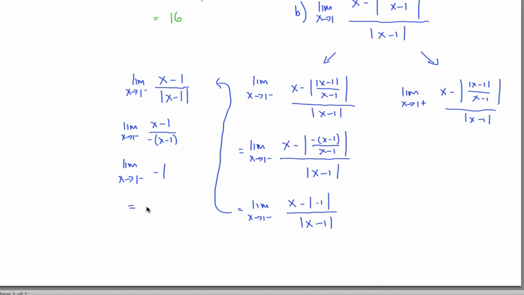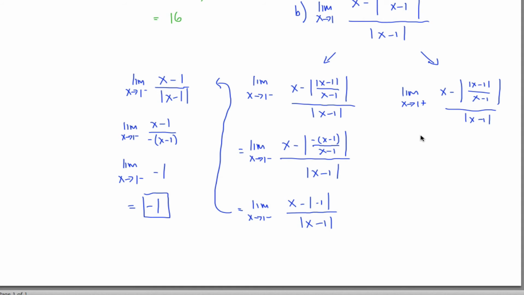Why is that true? Because the way you evaluate limits is you change all the x's into whatever this number is. There are no x's, so I've changed none of them. All I'm left with is negative 1. It's not my final answer. That's the answer to this one-sided limit. This one-sided limit, I get negative 1.